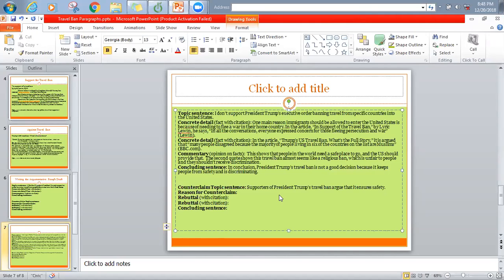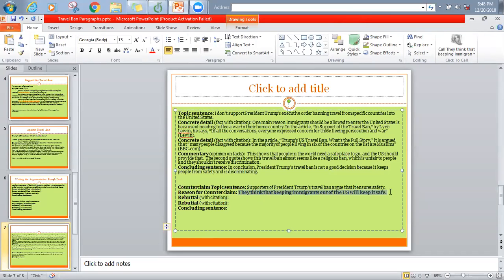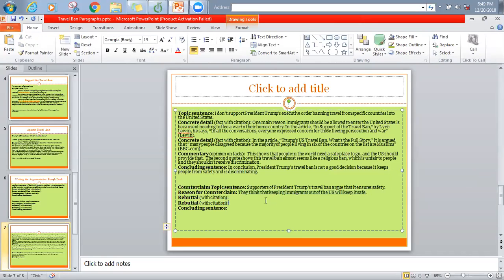I think they think foreigners pretty much are the main... I guess keeping foreigners out of America would make it safe. Okay, so they think that keeping foreign... actually maybe I'll say immigrants out of the U.S. will keep it safe. Okay. All right, thanks, Lulu. Okay. All right, now a rebuttal with citation.